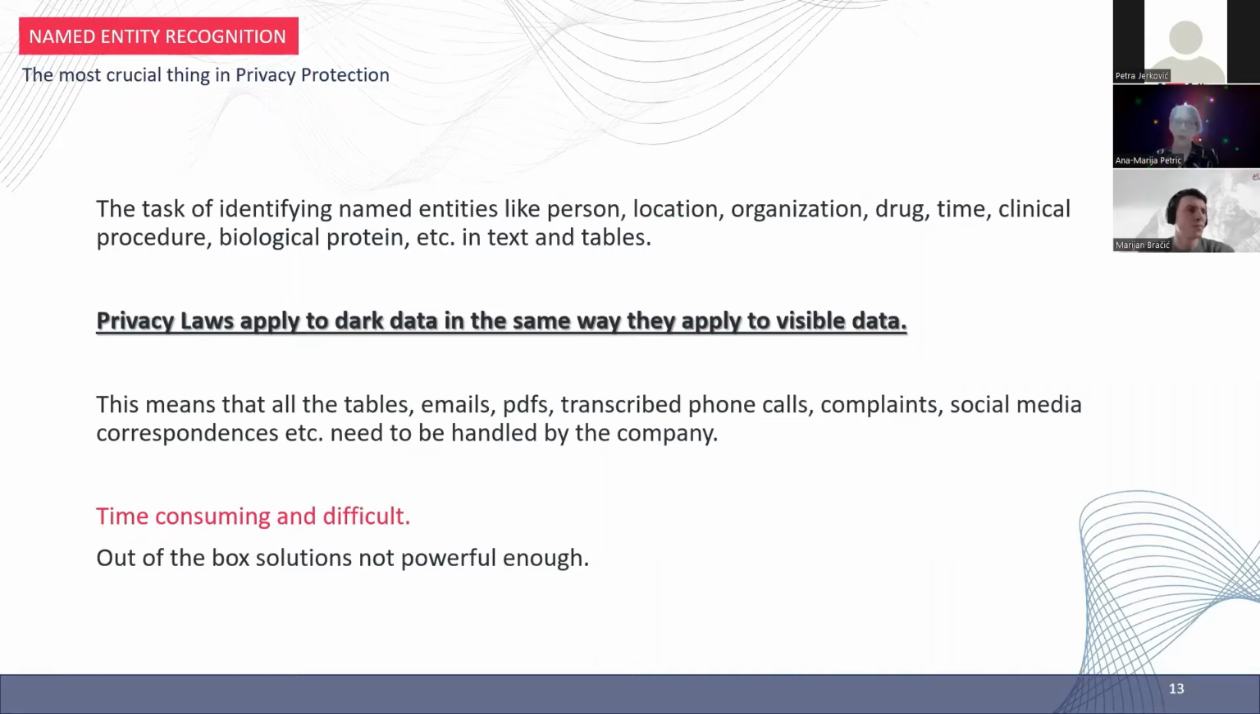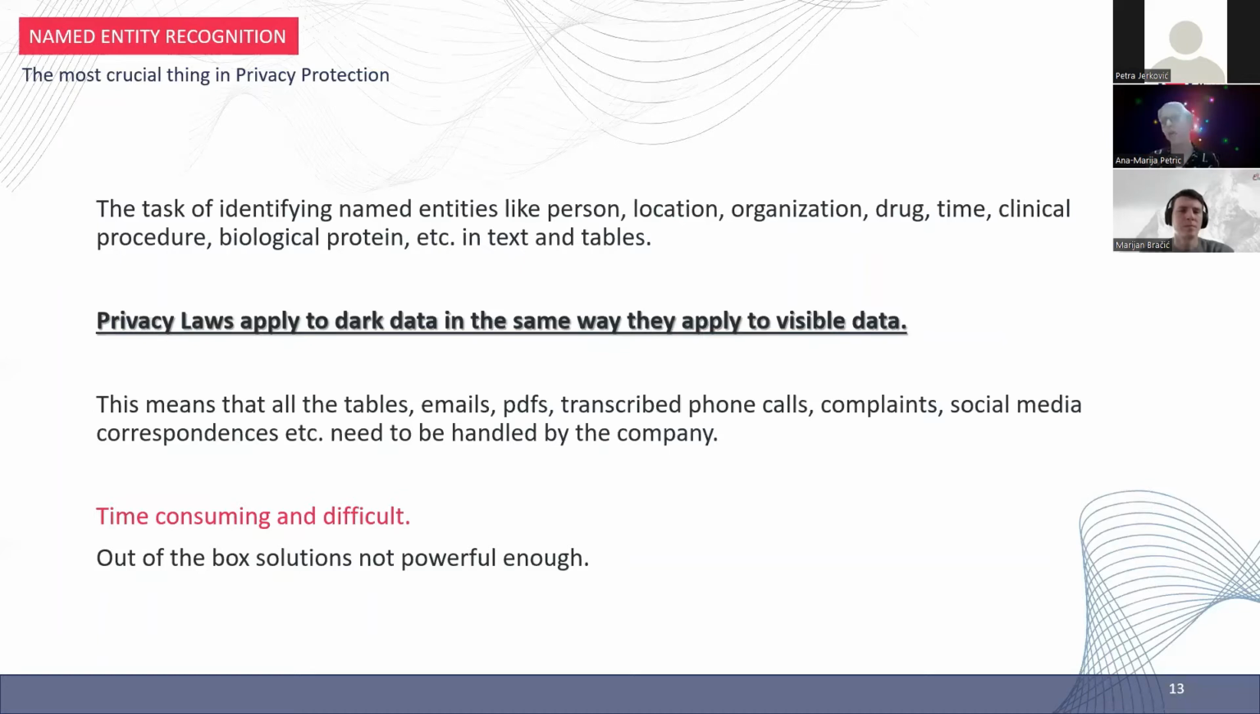And this is particularly important because I want to reiterate that the privacy laws do not apply just on the data that you know you have. They apply in equal measure to all of the data that you don't know that you have. So this means that there is no way for you to argue, oh, I didn't know that I'm collecting this particular piece of data, so I'm not going to be fined. There is no such justification. And this means subsequently that all of the tables, all of the emails, PDFs, transcriptions of phone calls, complaints, social media correspondences, etc., need to be handled by a company.